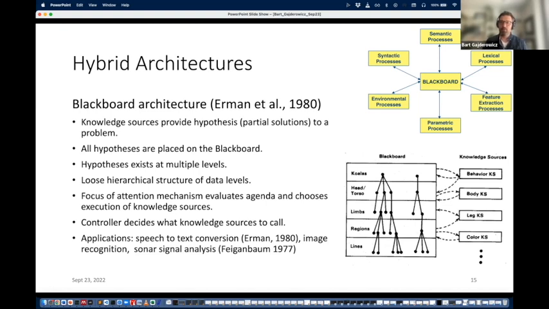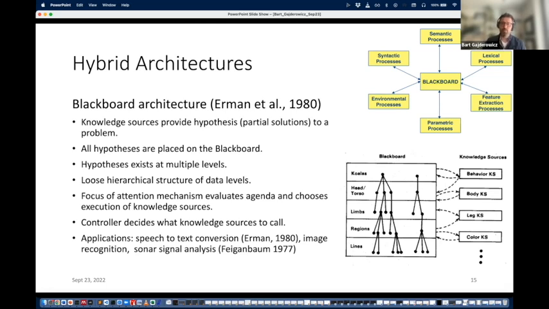So a koala has certain parts. It has a head, a torso, some limbs, different regions, and there's different lines that split those parts of a koala, and different knowledge sources that contribute different parts of this problem space, right? So one knowledge source might identify the lines that separate different parts of the image, right? So this is analogous to edge detection in neural networks. You might identify different regions, so different components of an image to identify different parts of the koala.